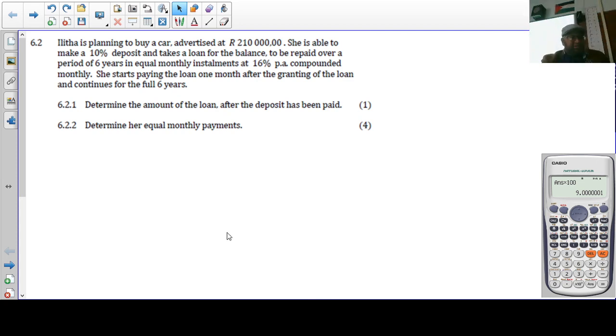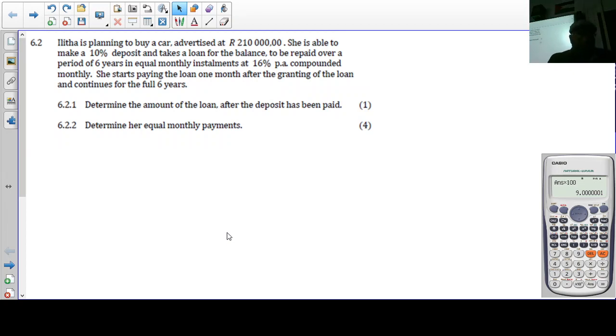So in question 6.2, we are told that Elita is planning to buy a car, advertised at 210,000. She is able to make a 10% deposit and take a loan for the balance to be repaid over a period of 6 years in equal monthly installments. So when it says equal monthly installments, whenever you see that, it's either going to be PV or FV. So it's payment, so it has to be PV. Okay, 16% compounded monthly. She starts paying the loan 1 month after the loan has been granted and continues for 6 full years.